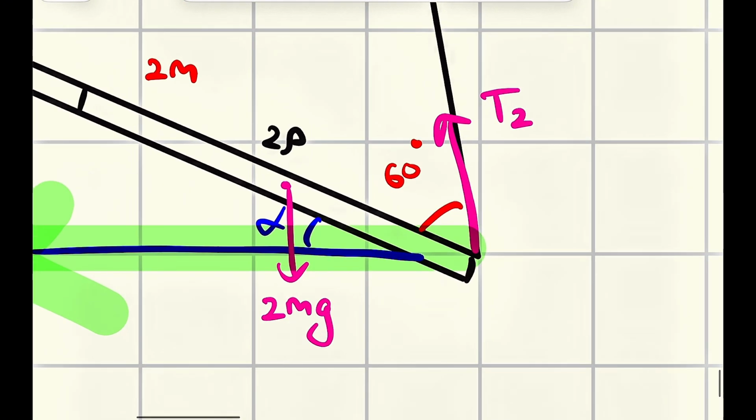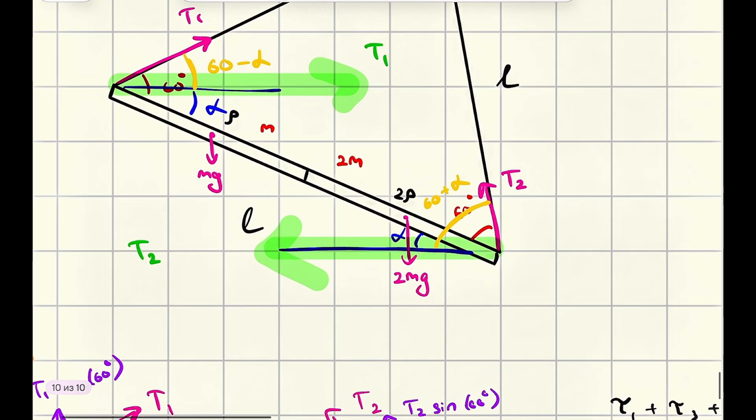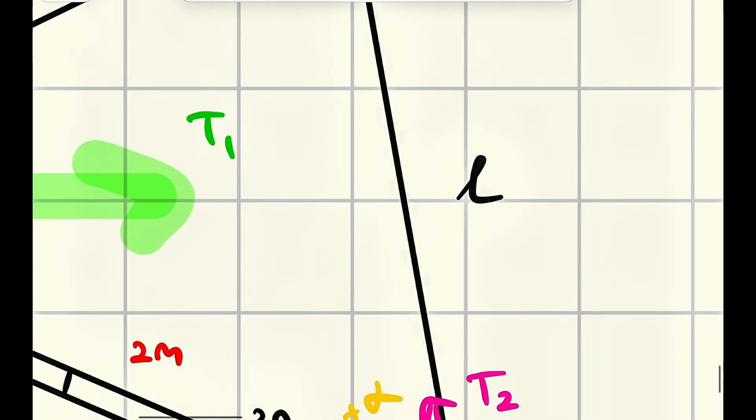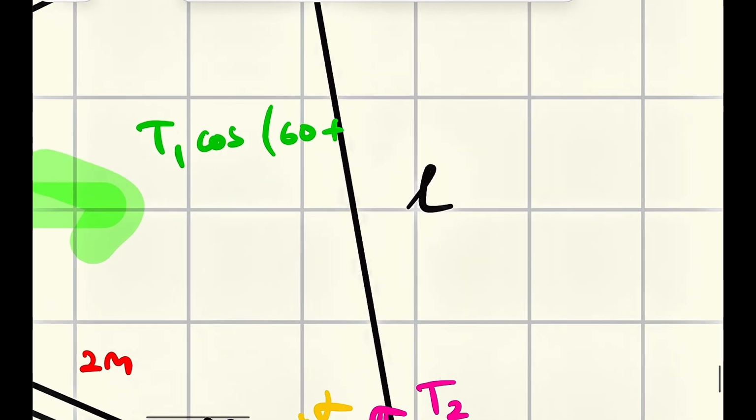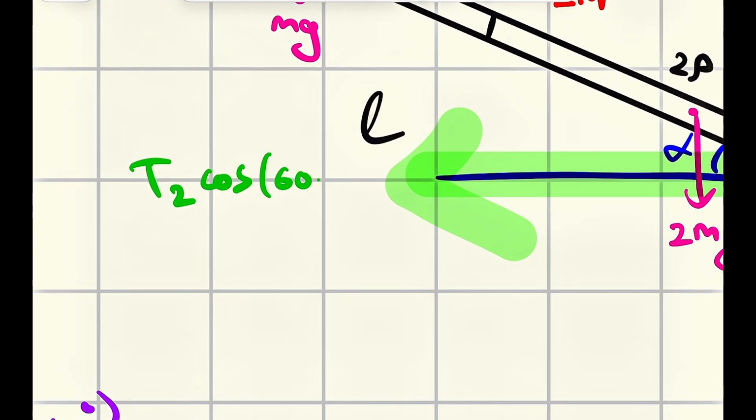What about this one? Well, if this length is 60 and this is alpha, it means that this entire side, this one, is going to be 60 plus alpha. It's pretty feasible. You can see it. So let me choose this angle. This would be 60 plus alpha. Okay, right now it's good. And definitely it is adjacent, it is touching. That's why it has to be tension 1 cosine, but not just alpha, it's 60 plus alpha, not 60 minus alpha. This is T cosine 60 plus alpha.